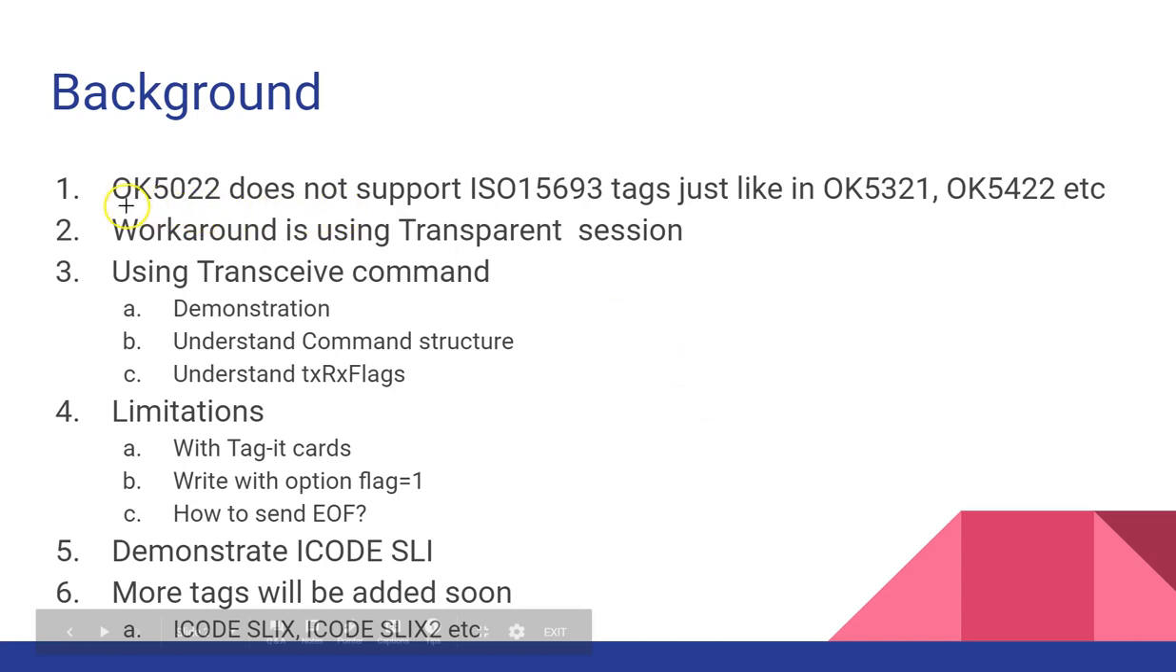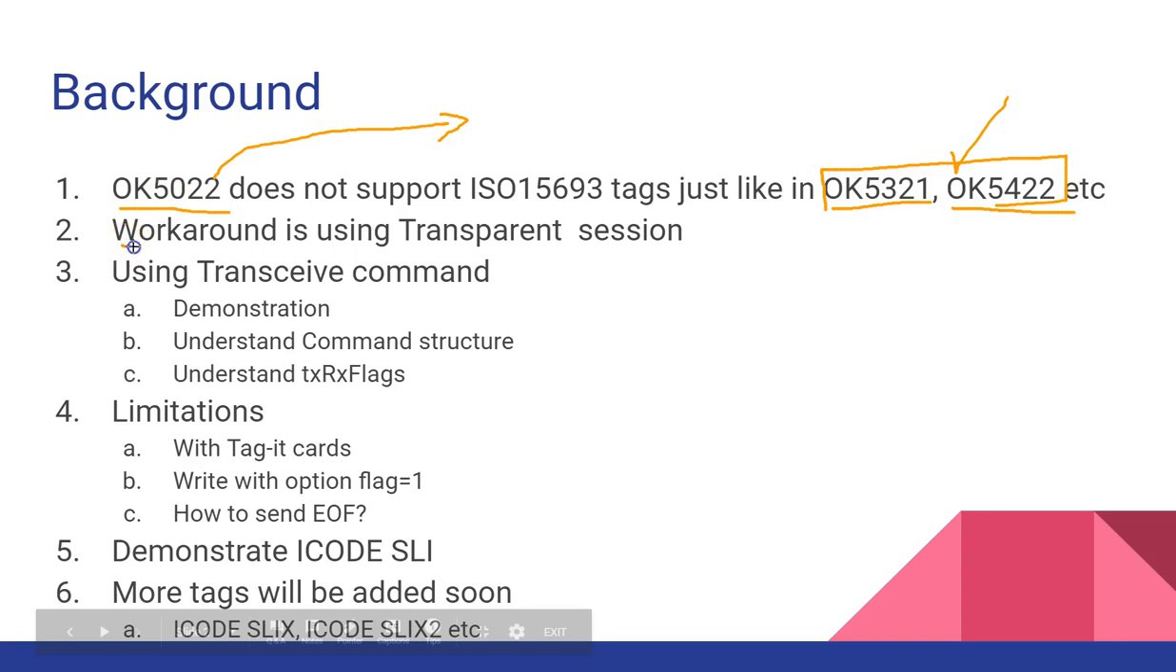First of all, if you have used the 5022 reader writer, you might have noticed it doesn't support the ISO15693 tags directly, just like the OMNIKEY 5321 or OMNIKEY 5422. So I have made a few videos on how to use ISO15693 tags using these two readers. However, I was not able to make a video on this one, because at that time even I never knew how to use the ISO15693 tags using the 5022.